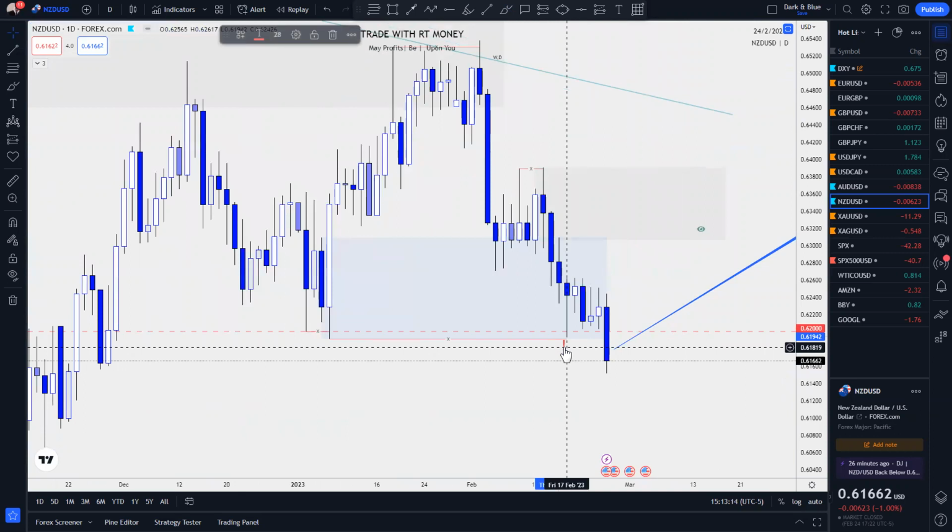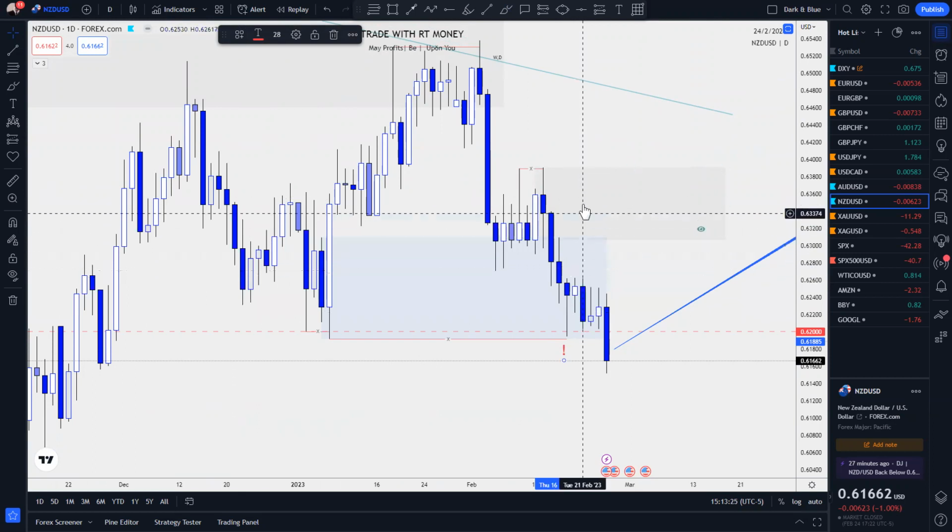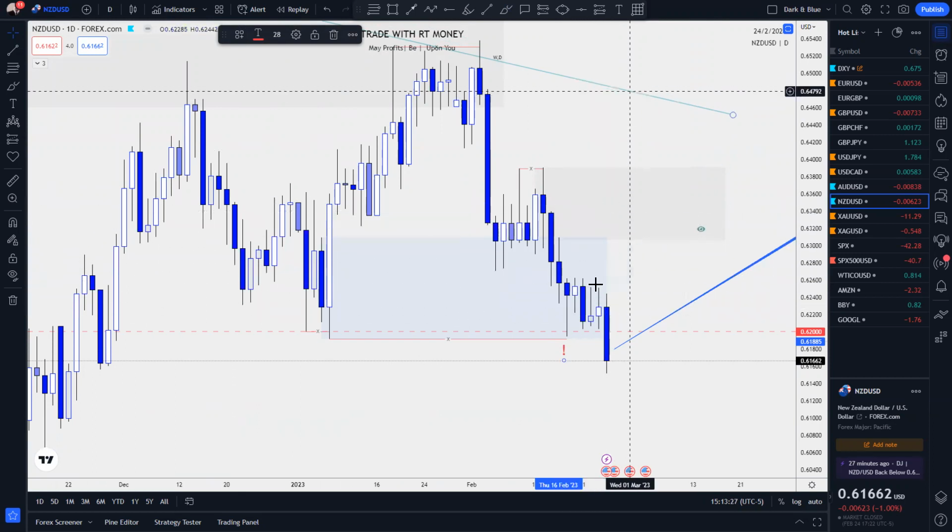I have this exclamation point here because this is that pin bar that was left last Friday. And I warned, don't take it as a bullish move to start jumping in for buys and stuff.